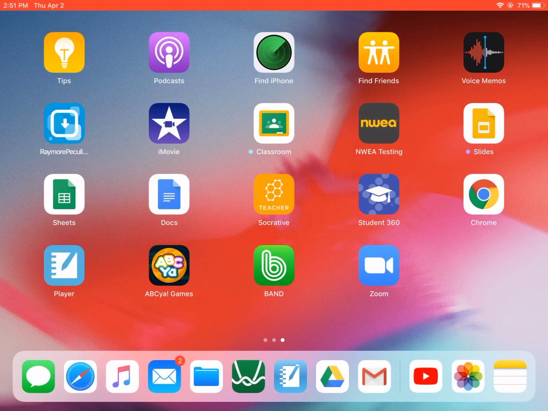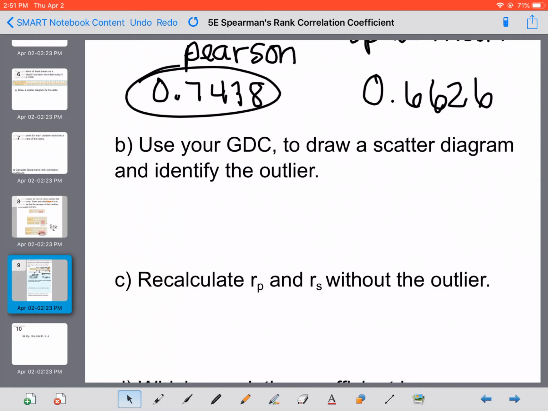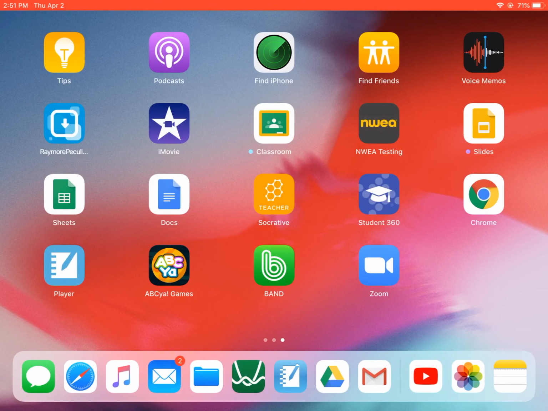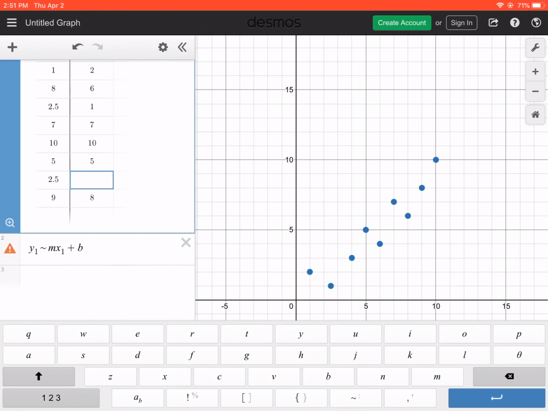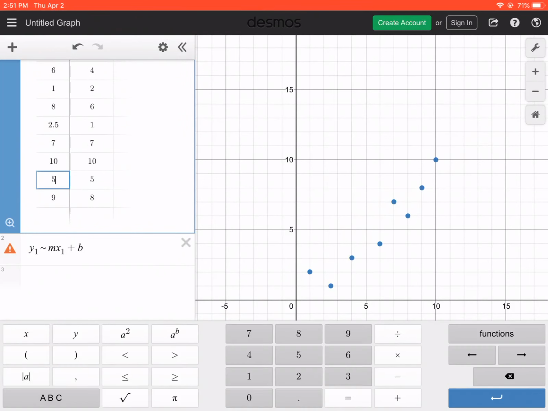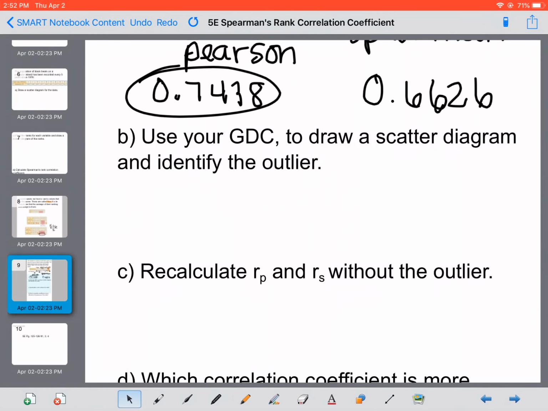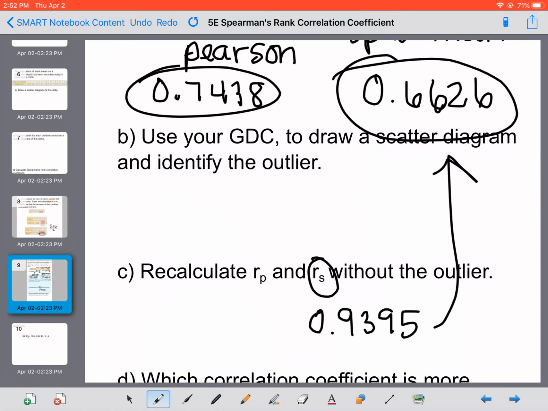So then it's asking us to recalculate without the outlier. So if I would take that outlier out and I recalculate this, it's going to drastically change what happens here. So I'm just going to delete this and I'm going to delete this one. And notice, you guys, when I took that 1 point out, look at that R value. It's 0.9395. And this is our Spearman, so this is our R sub S. That's drastically different than what it was before. So look at how much that outlier is affecting it.